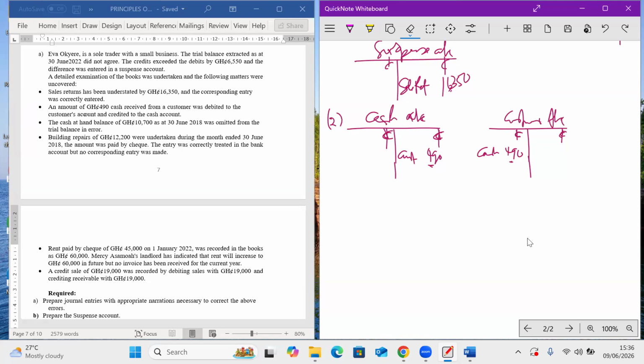Can I ask the question again? My line keeps breaking. I'm going to ask it again. Yes. Do the errors affect the agreement of the trial balance or they don't? They do. They don't. Joe, be careful. Okay, yes. Do they or they don't? Yes, quick. They don't.